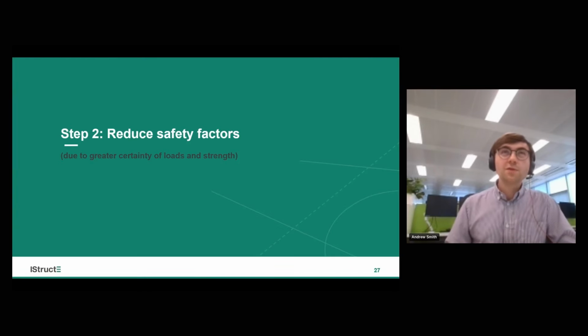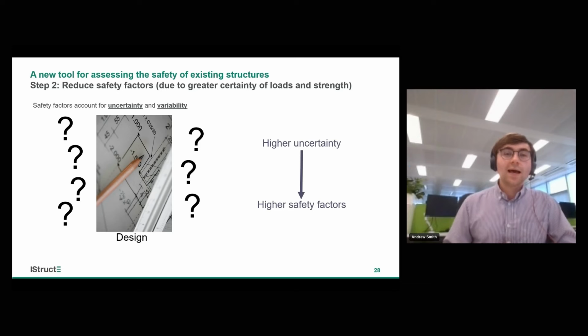So then moving on to step two, which is where the method really comes into play. This is where we're trying to reduce our safety factors to account for our greater certainty in loads and strength. At this point, it's useful to take a step back and think about the real purpose of safety factors. Effectively, they are there to account for uncertainty and variability in design and construction. And this could be due to all sorts of things.